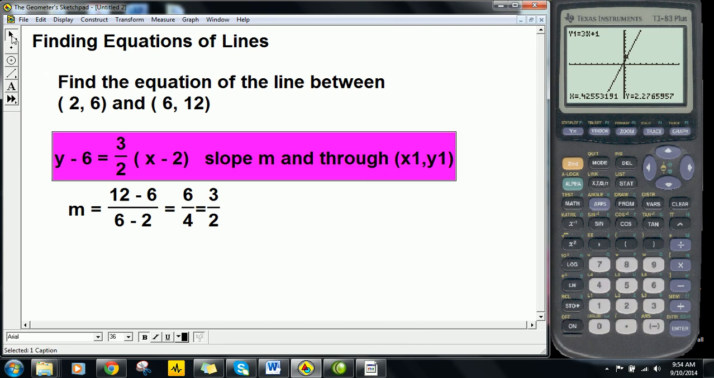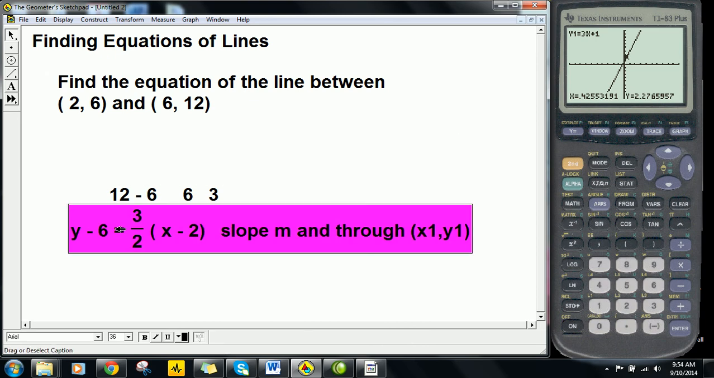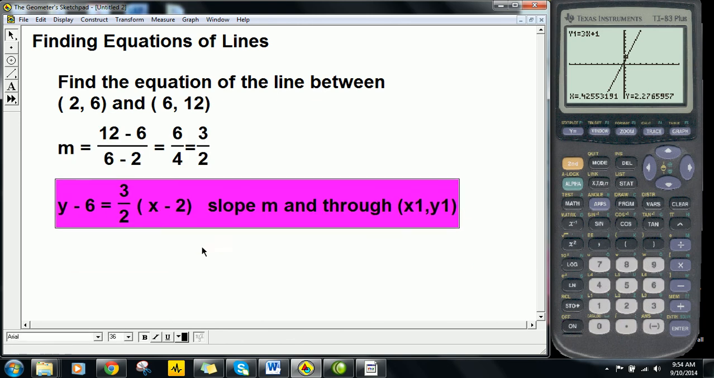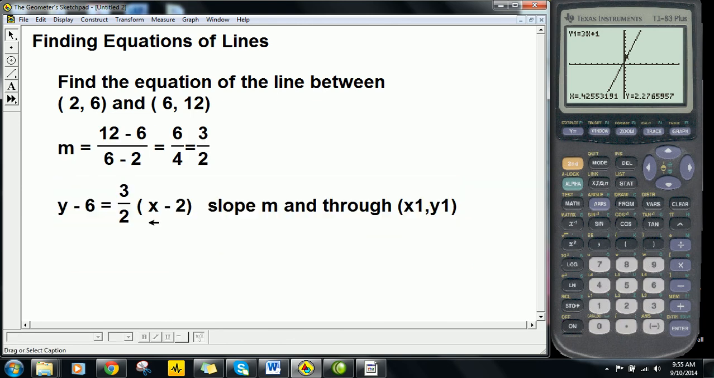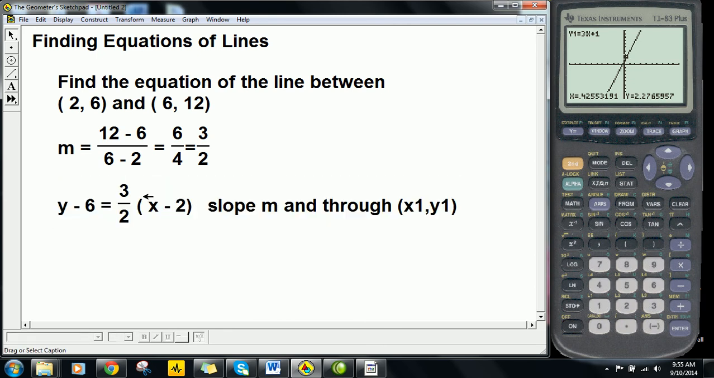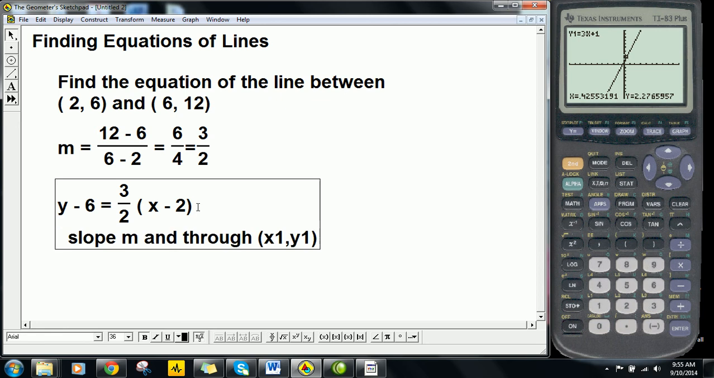And so now, look here. This is really the equation of the line between these two points. Now, it doesn't look pretty, but I can clean it up. The way I'm going to clean it up is to distribute the 3/2 and add the 6, isolating y to get slope-intercept form, because most kids like that look.